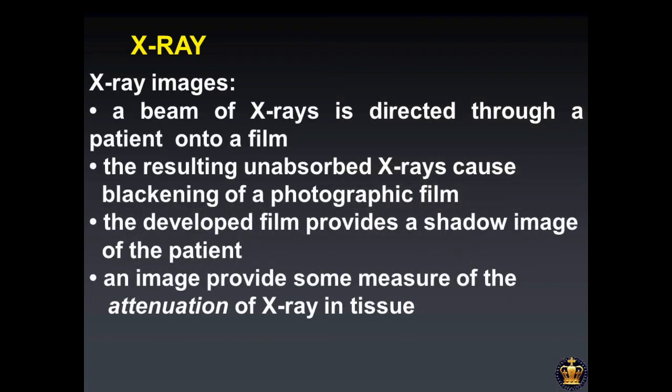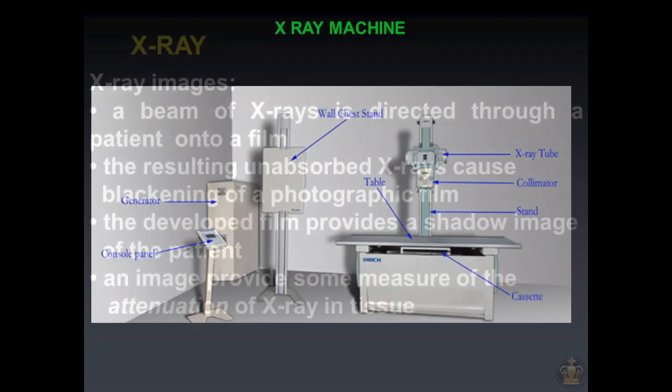A beam of X-ray is then directed through a patient onto a film. The resulting unabsorbed X-rays cause blackening of a photographic film. The developed film provides a shadow image of the patient. The image provides some measure of the attenuation of X-rays in the tissue.